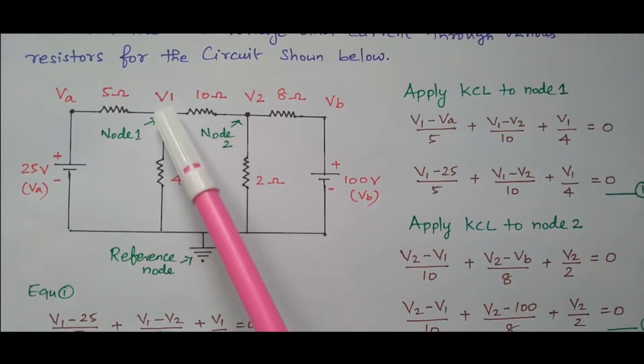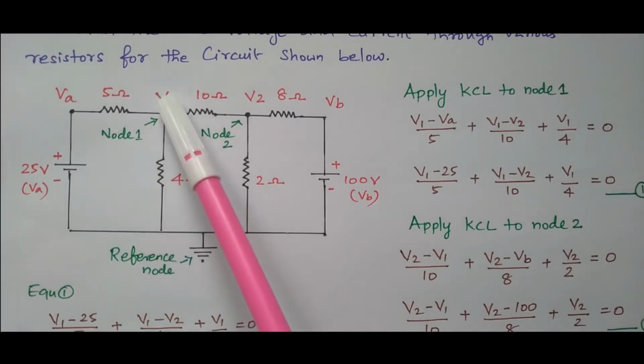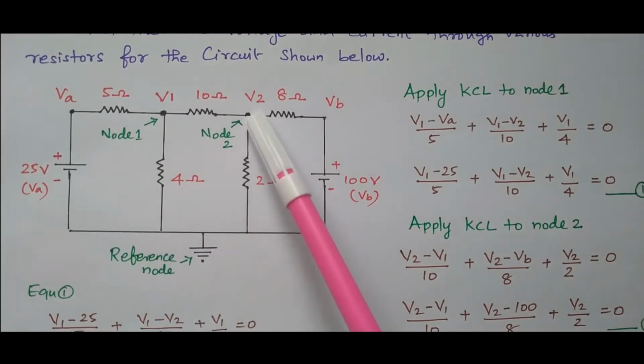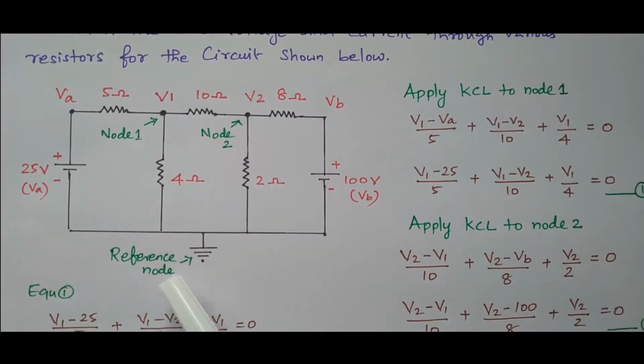So this point is assigned as node 1. At node 1 the voltage is V1. This point is assigned as node 2. The voltage at node 2 is V2. This is the reference node. So the question is, we need to find the values of V1 and V2. What are the values of V1 and V2? So our aim is to find V1 and V2.